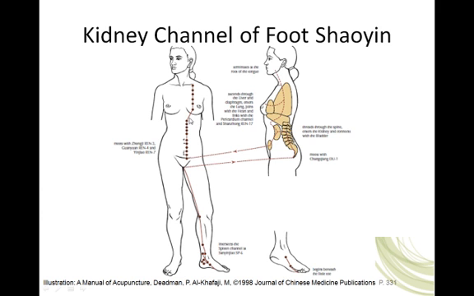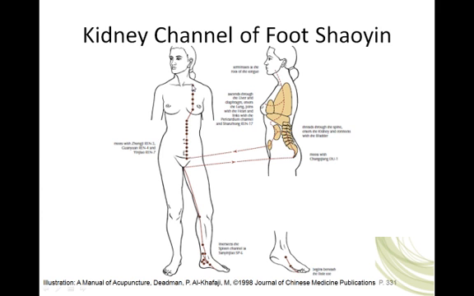Then the channel moves to 2 Cun lateral to the midline, and in the 5th intercostal space we have kidney 22, and then in the 4th, kidney 23, in the 3rd, kidney 24, in the 2nd, kidney 25, in the 1st intercostal space, 2 Cun lateral to the anterior midline, kidney 26, and in the subclavicular space, 2 Cun lateral to the anterior midline, kidney 27.